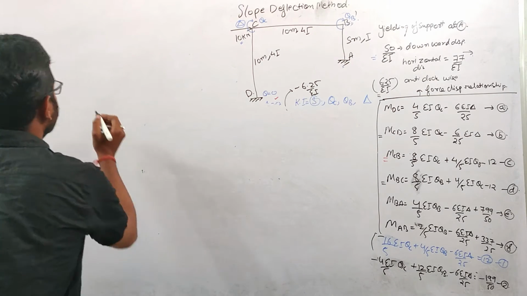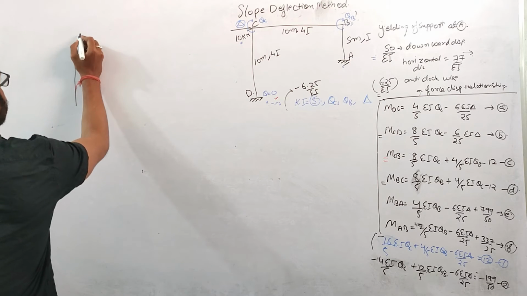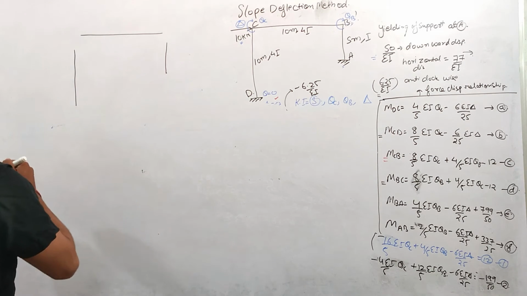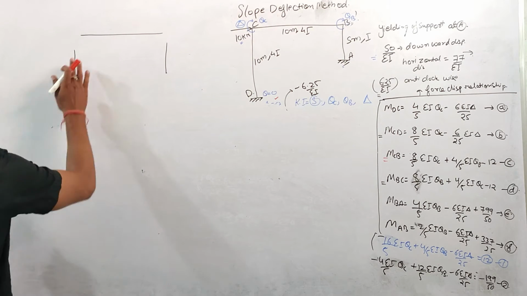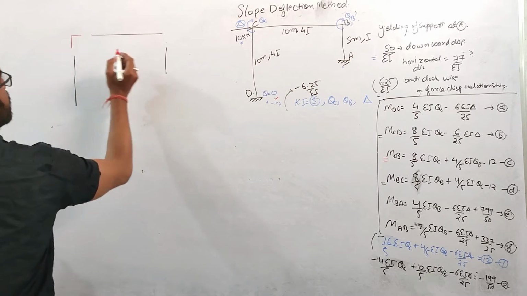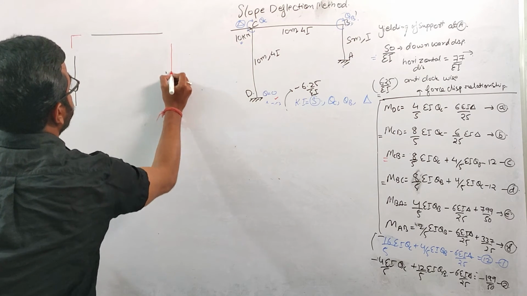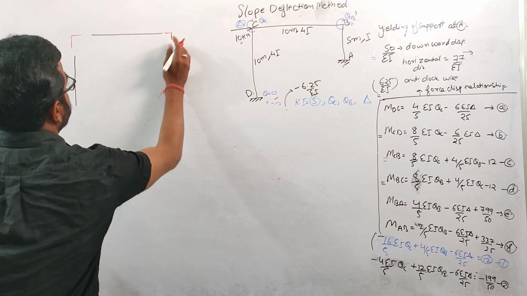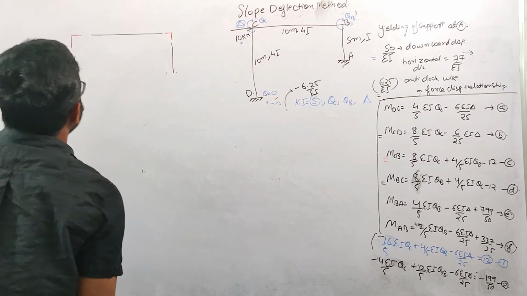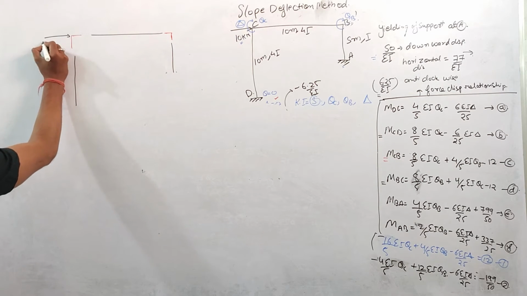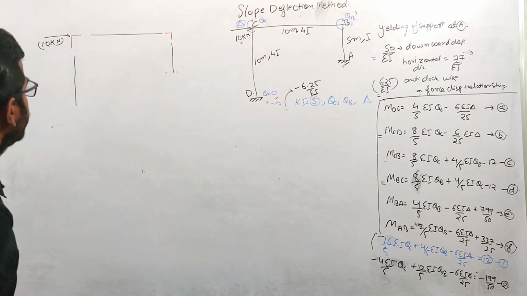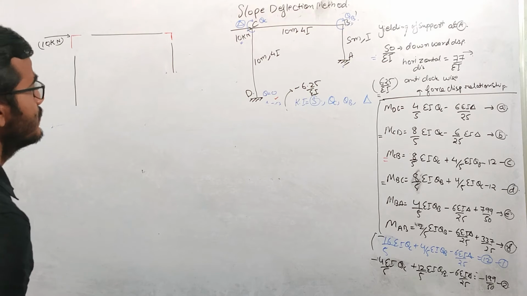So at C, if we break this thing, it will look like this, right? This is the joint basically. Okay. So here this 10 kilonewton load is acting. So at the joint this 10 kilonewton load is acting. So we need to write the equilibrium equation in horizontal direction.